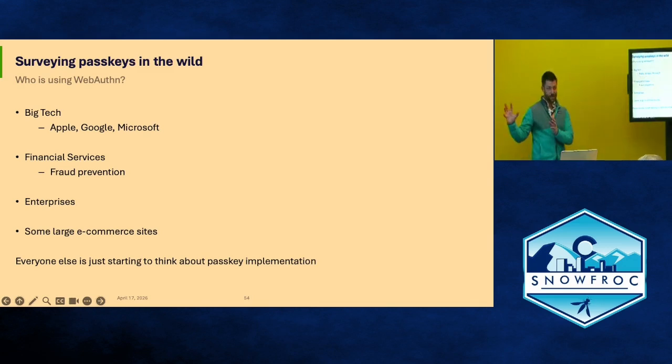So to get there, we have to get rid of the old password authentication, and that's going to be hard because I think passwords actually solve some problems that passkeys don't, and we have to fix those first before we can really do it everywhere.